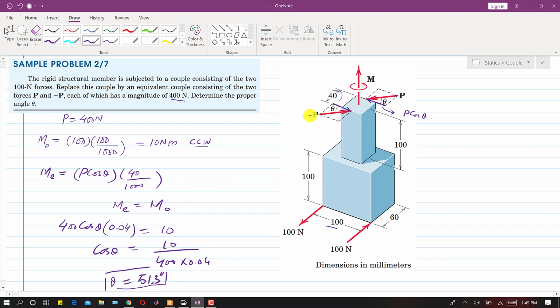So when this P force of magnitude 400 Newton is applied at 51.3 degrees, this couple will be equivalent to the given couple. And the direction of this equivalent couple will also be the same, as we can see here, this is also producing a couple in the same sense.